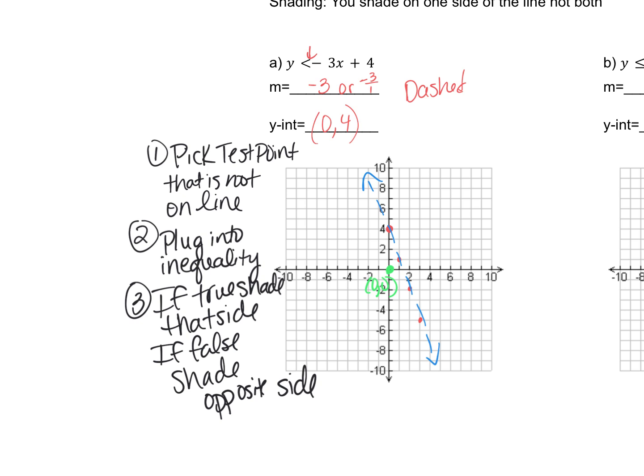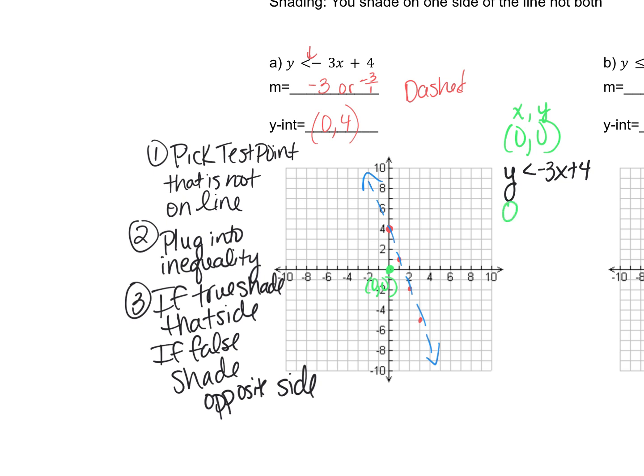I'll work it out over here. We picked the point 0, 0. So remember that's x is 0 and y is 0. And you're going to plug it into the original inequality. So it would be y is less than negative 3x plus 4. That's what we were graphing. I'm just writing it over here; you don't technically have to do this. So now let's plug in 0 for the x and 0 for the y.